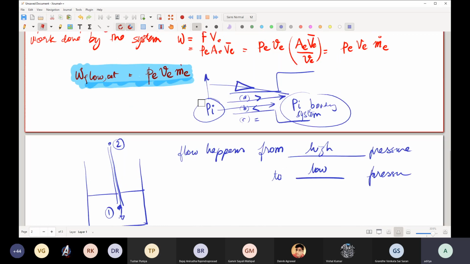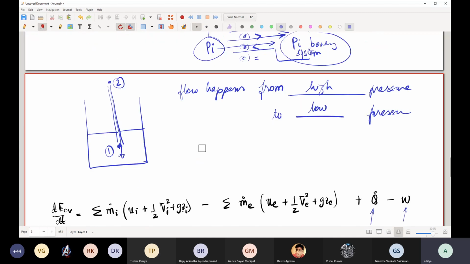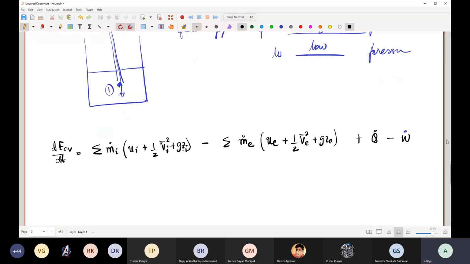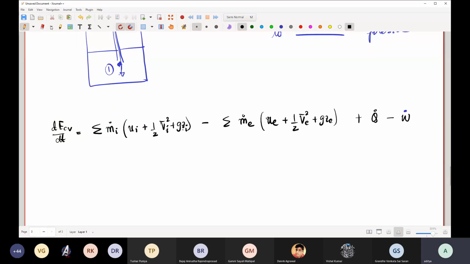Let me put it this way. If you want to deposit money, you have to do some work. If you withdraw some money, the bank does work on you. So now this W dot will comprise the following: minus W dot boundary plus W dot shaft, minus summation of all the P inlets, specific volume inlets, m dot i, plus summation of all P exits, specific volume exits, m dot e.